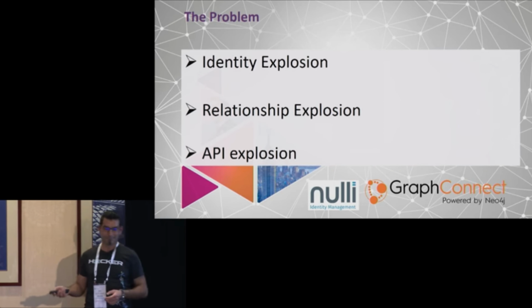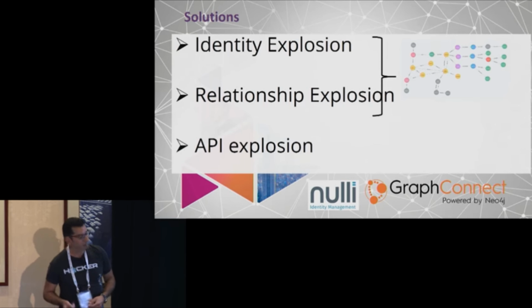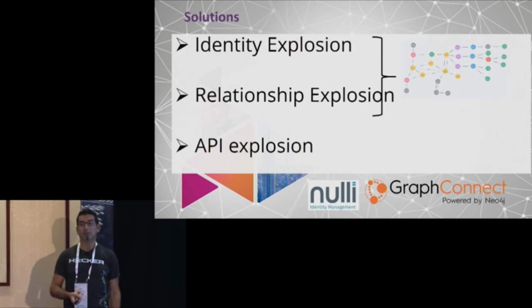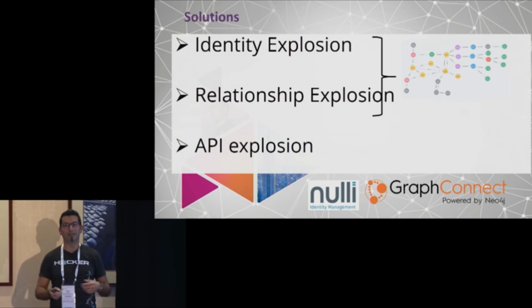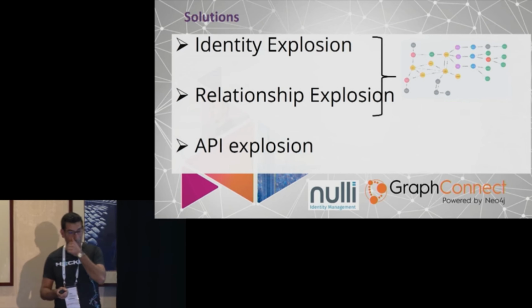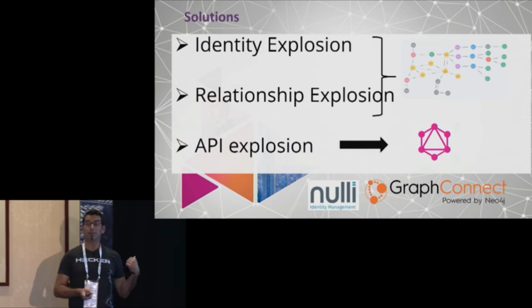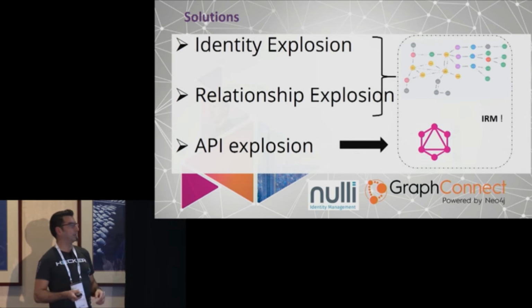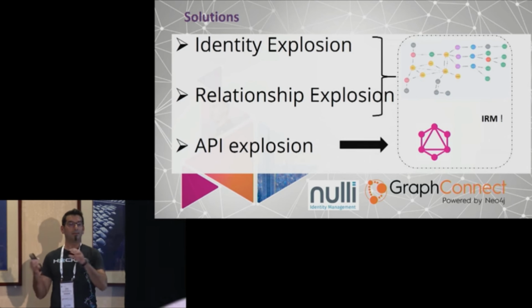What can we do? Well, the solution, of course, oh, look at that. That's ugly. So we propose that graphs provide an elegant solution to our identity and relationship explosion. Of course, I don't have to convince you of that. I usually need to convince my identity counterparts. But as for the API explosion, we propose that GraphQL will help. That's the logo for GraphQL, right? Together, these are tools that we can use in our field of identity and access management to implement true identity relationship management.